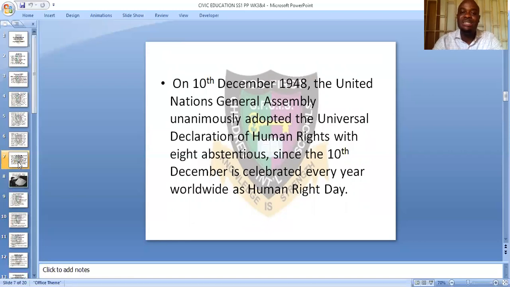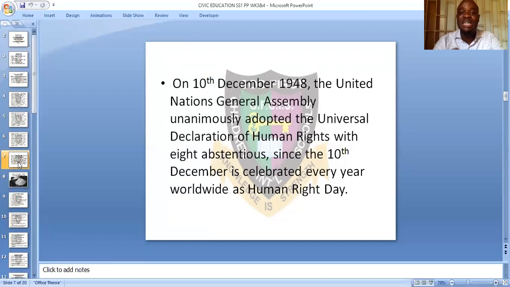But at the end of the day, on the 10th of December 1948, the United Nations General Assembly unanimously adopted the Universal Declaration of Human Rights with 8 abstentions. Since then, the 10th of December has been celebrated every year worldwide as Human Rights Day. So after all the arguments and debates to remove this, though some were removed and some were added, they were able to focus and agree on the text that was released.